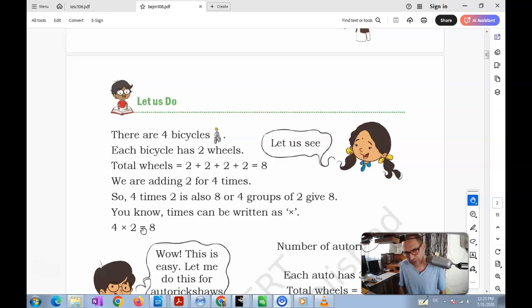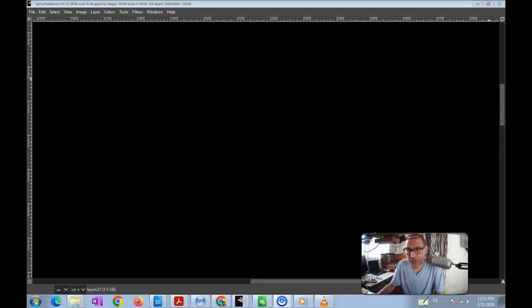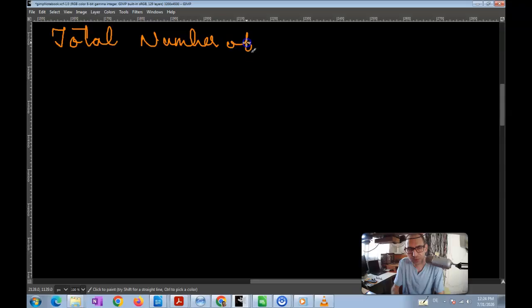So now let's take a look at this on our own sheet. Okay, so what we have here is the total number of bicycles, which is equal to 4, right?